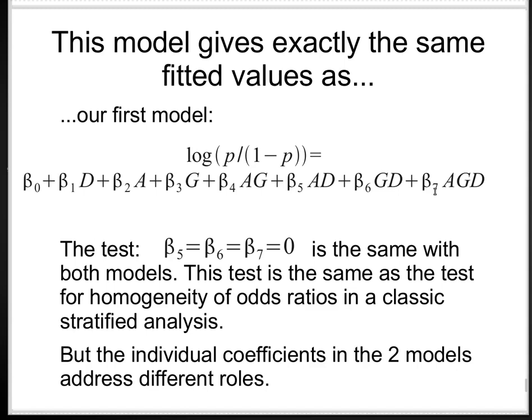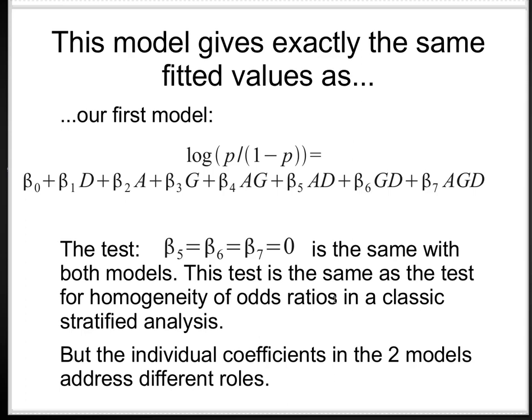So this is just repeating what I just said. The model that we had in the previous slide and this model give us exactly the same fitted values. Further, the omnibus test of beta 5 equals beta 6 equals beta 7 equals 0 is the same as the test that we would have gotten if we had done so with the stratification variables, S2, S3, S4. In other words, the 2 tests are identical. The test for homogeneity of the odds ratios will be the same as in the classic stratified analyses.